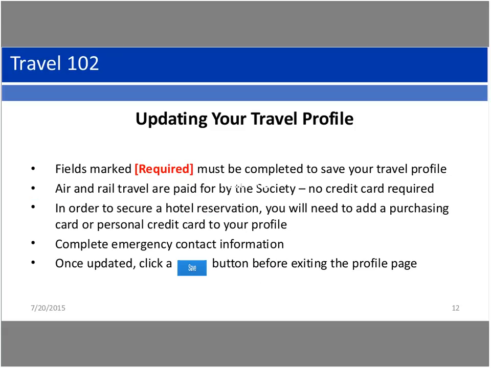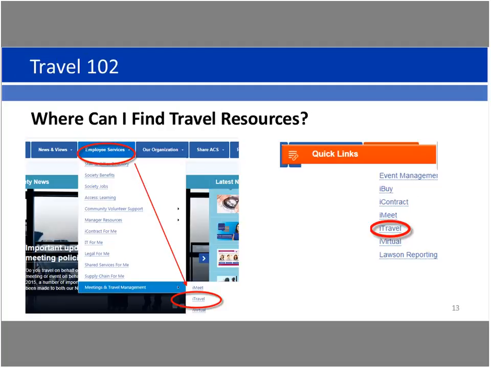Now, in order to save the information to your travel profile, you must click one of the Save buttons before exiting the profile section. If you don't hit Save, nothing saves. And that's pretty straightforward of what you need to do in terms of updating that travel profile. Once it's done, you're ready to rock and roll and book your travel.